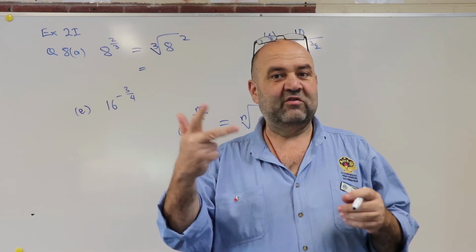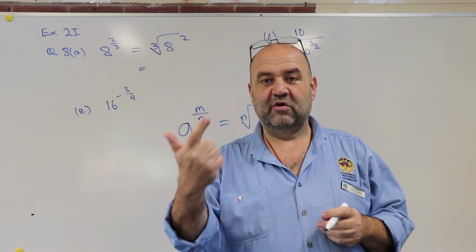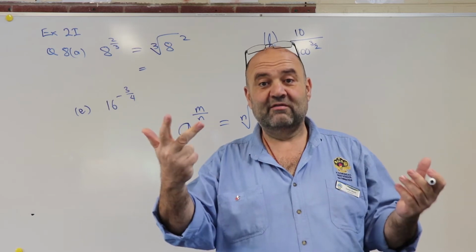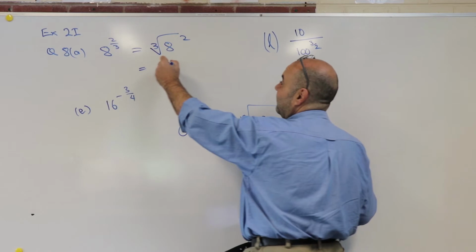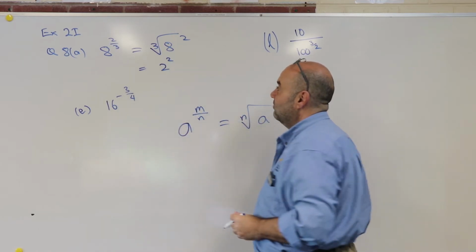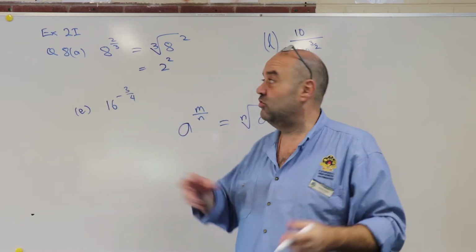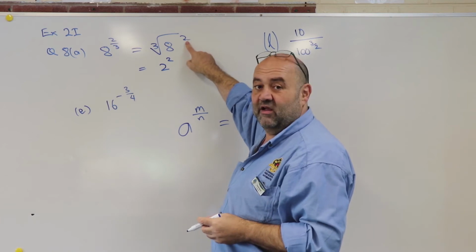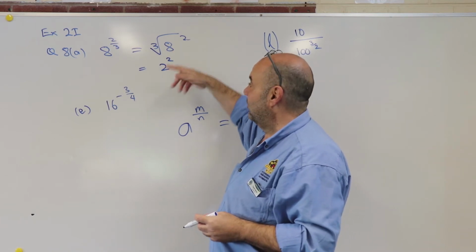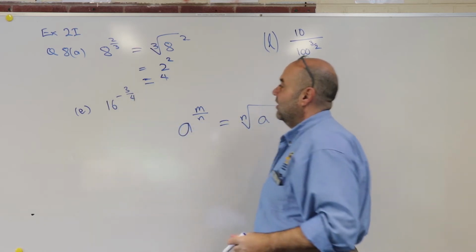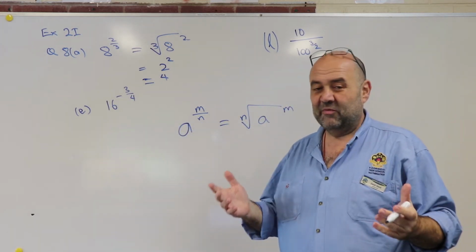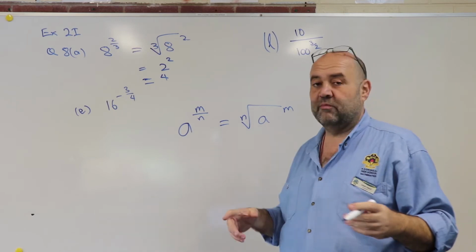Well, 1 times 1 times 1 is not 8. 2 times 2 times 2, 8, right? So the cube root of 8 is 2. So this thing is 2 to the power of 2. The cube root of 8 is 2, and I've still got my power of 2 there. 2 to the power of 2, that's pretty straightforward. That's 4. Okay, I hope that's okay. Let's have a look at part E.